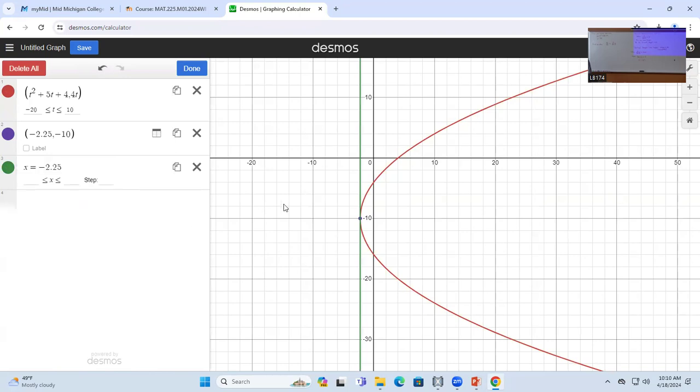Drew my last tangent line in green, so I'll do that too. So I have one vertical tangent line. That's when t is negative 2.5. That gives you this point as your x and y values. And no horizontal tangent lines.